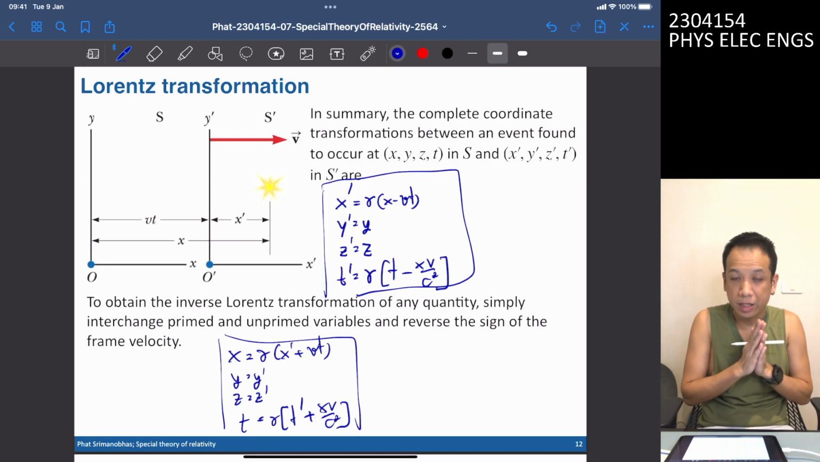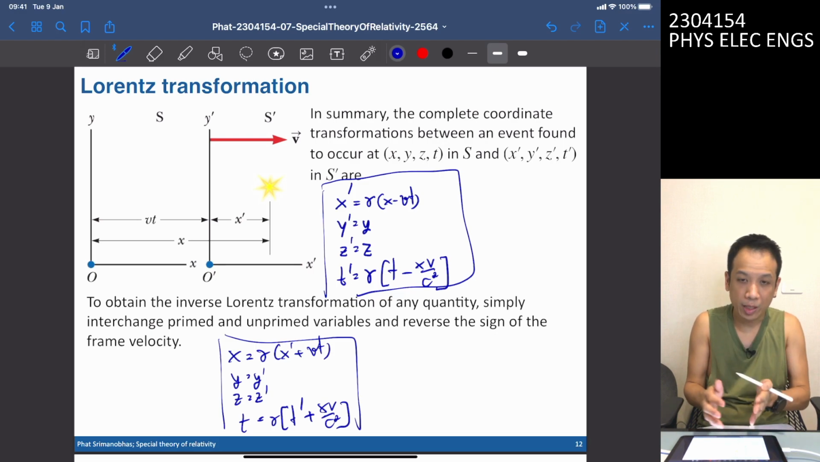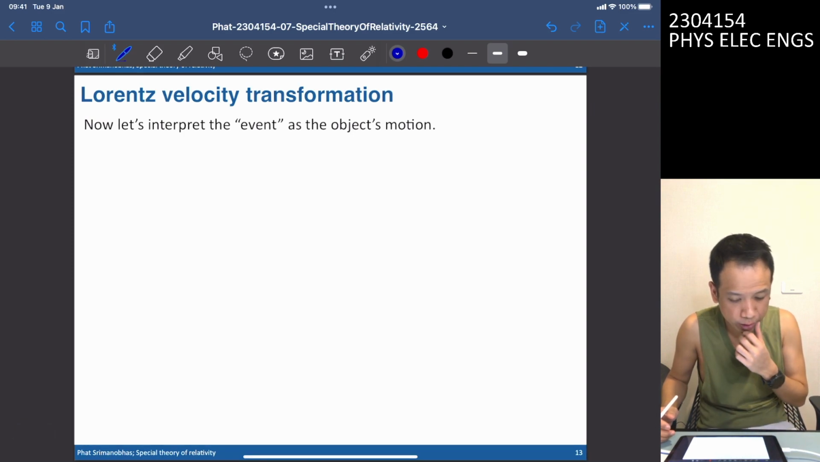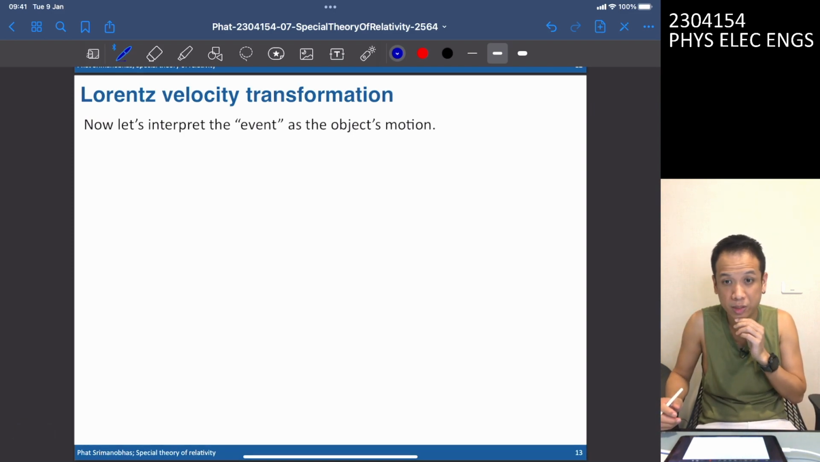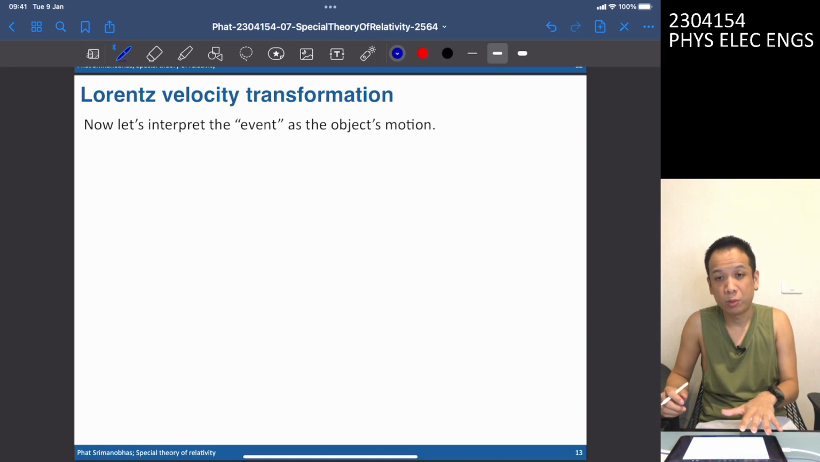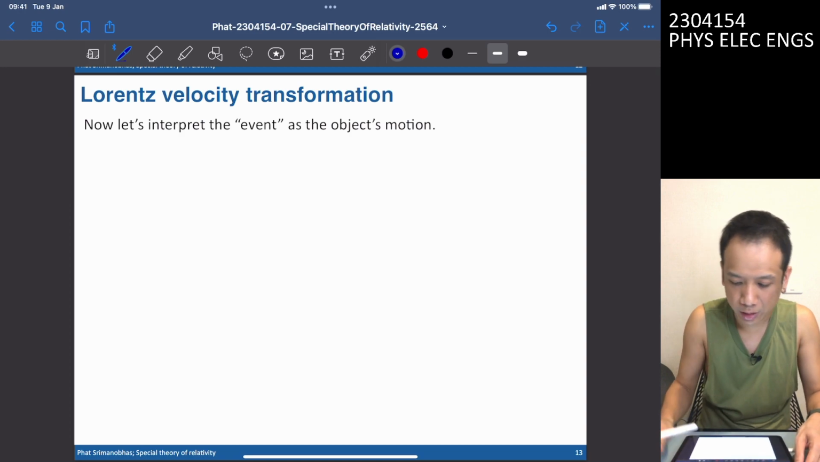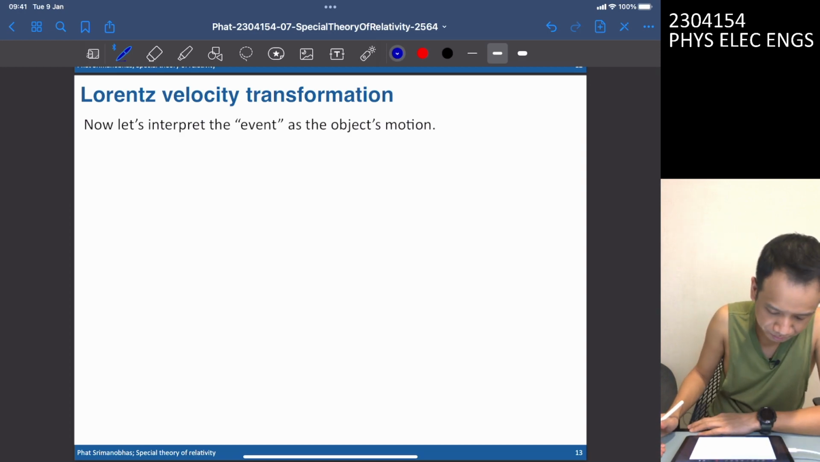At this point, we have a really key point of special relativity. We now start talking about the consequences of these transformations. I pick the first one, which is called the Lorentz velocity transformation. This is not the first topic about the consequences in the book, but I think this one is important because you're going to use the result later.